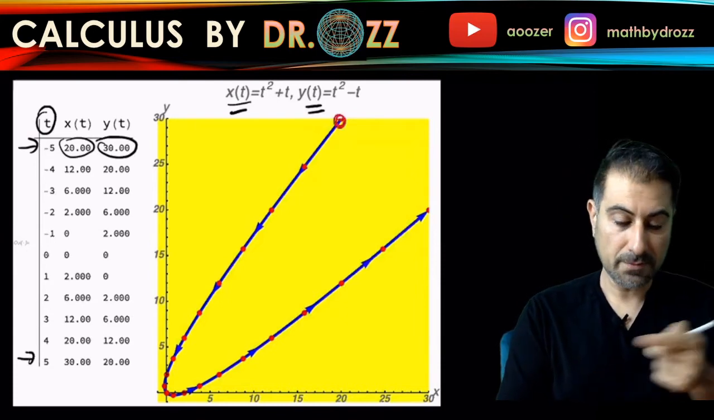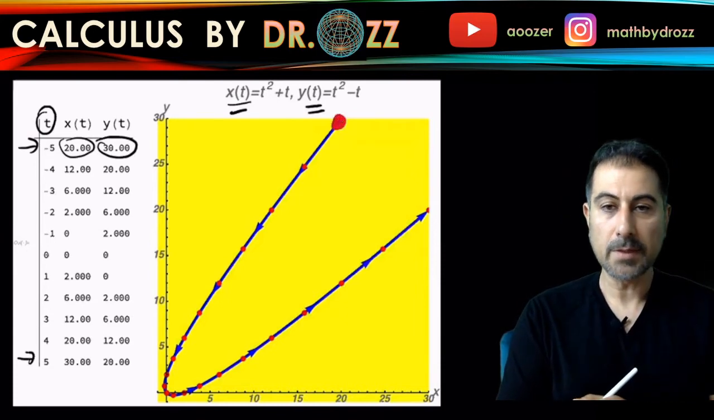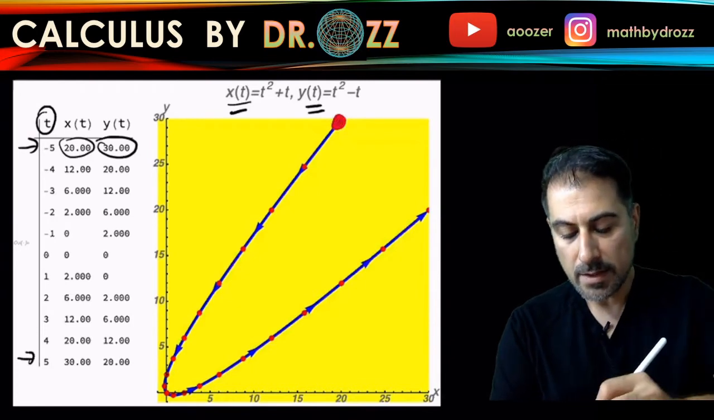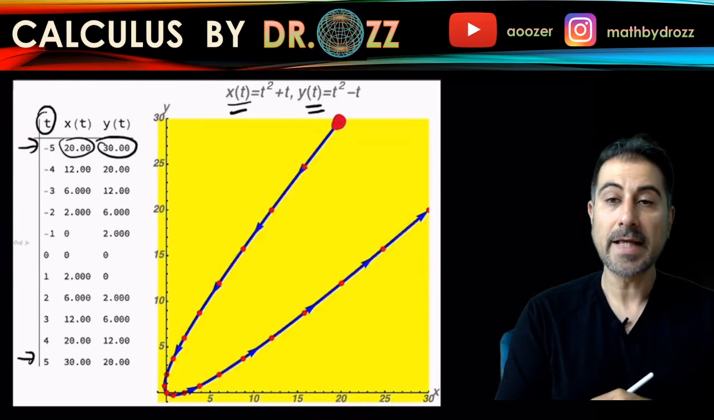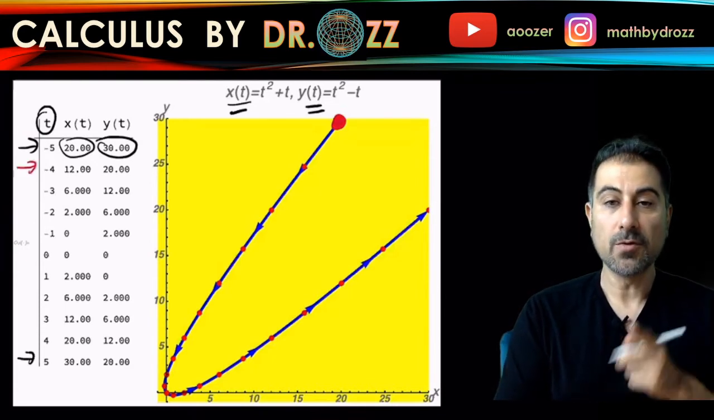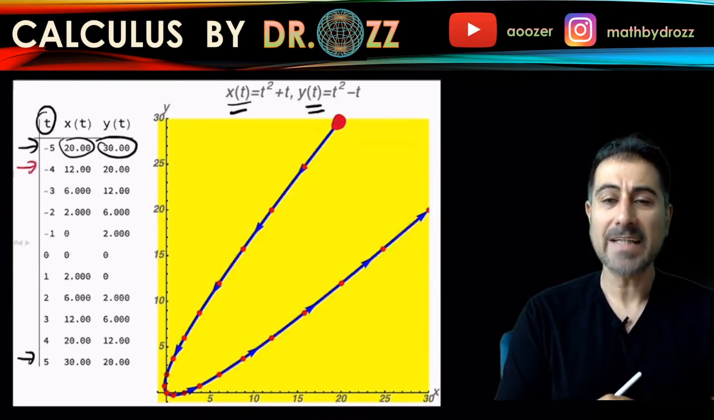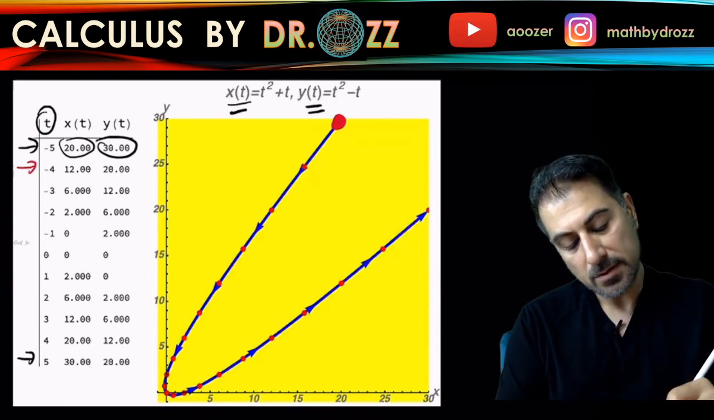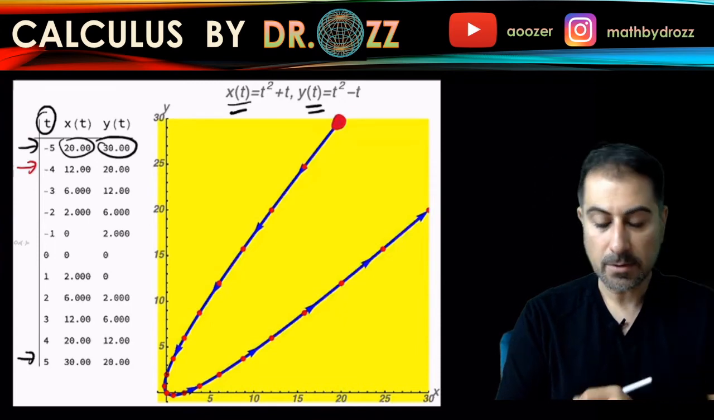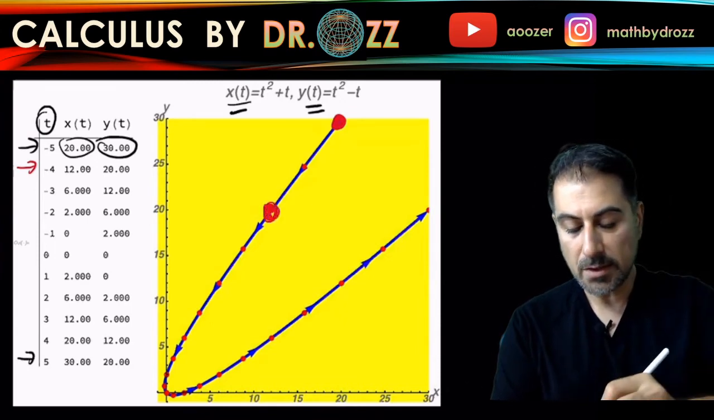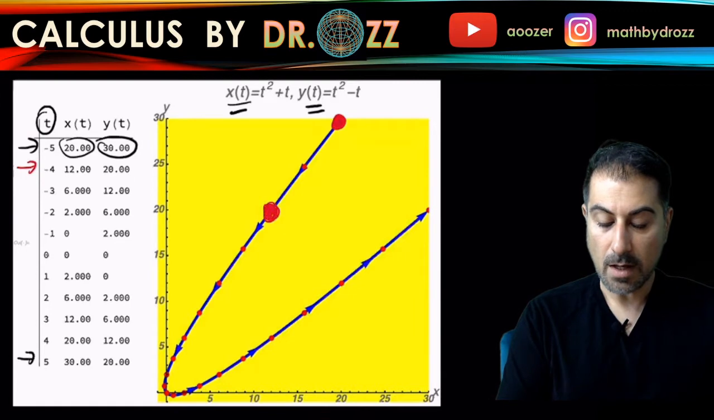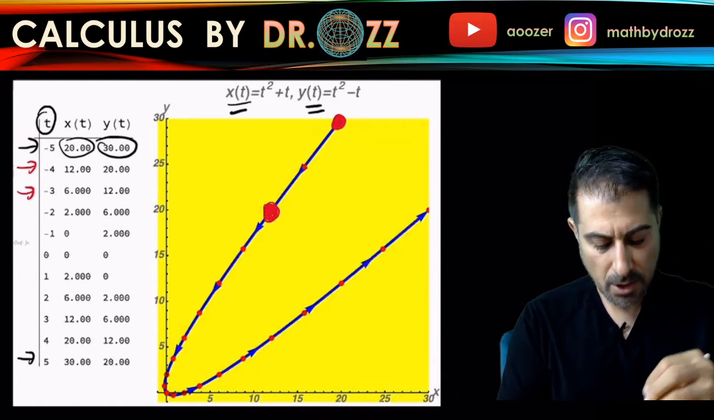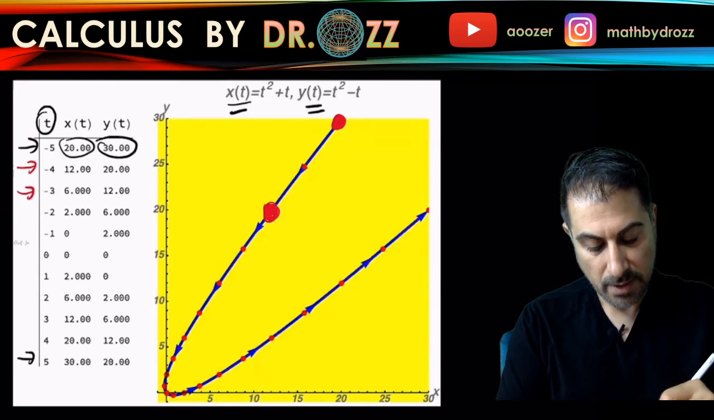I have more points listed on the graph, but in total I have only 10 sample points. The next t value in the list is -4. If you plug in -4 for x and y, you get the x coordinate 12 and y coordinate 20. That takes me to this point here. Next is t equals -3, which gives the point 6 and 12. Here we go, 6 and 12 is right here.